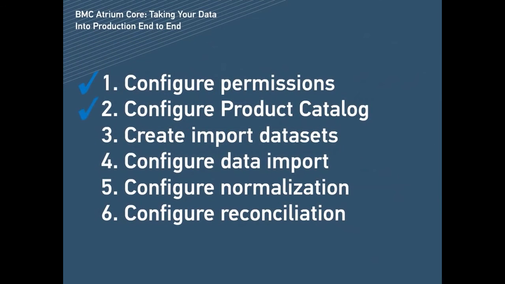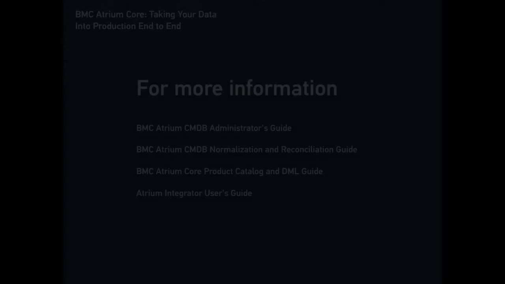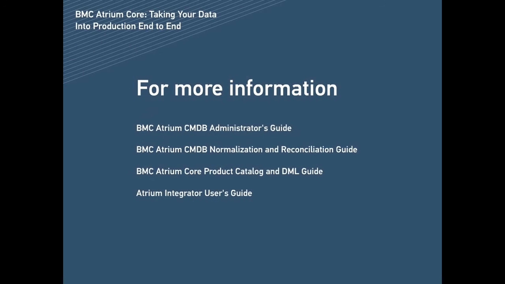We've now covered all the high-level steps. Once you've configured these various functions of BMC Atrium Core and tested them on representative samples of your data, you can run them to bring all your data into the production dataset of your CMDB, as in the data flow shown earlier. You might want to pause playback here to note the names of these manuals that provide the detailed instructions you'll need.